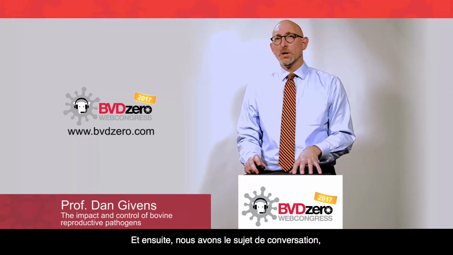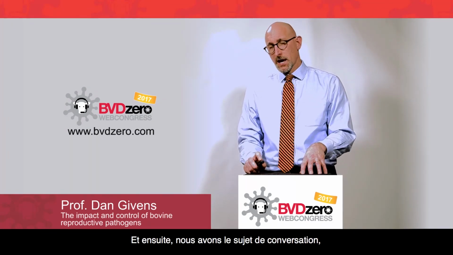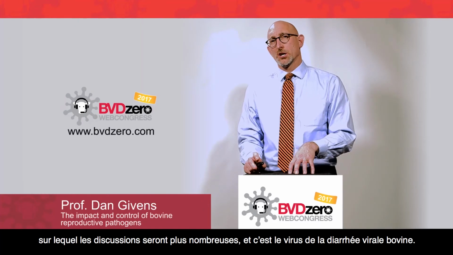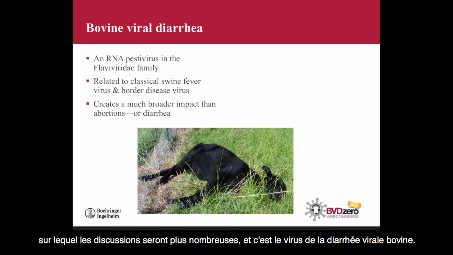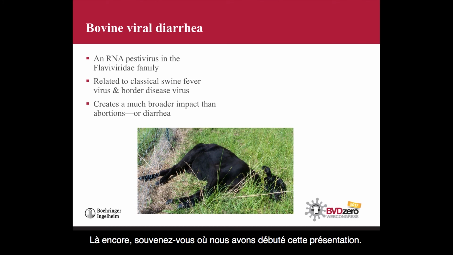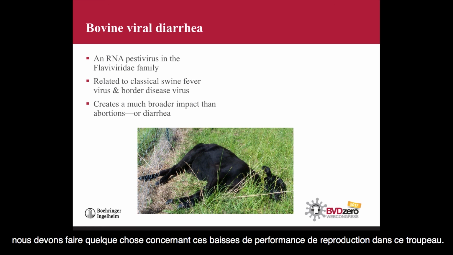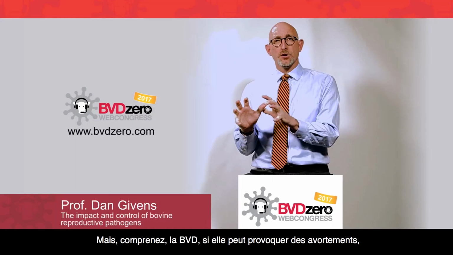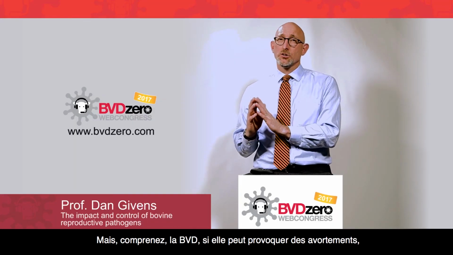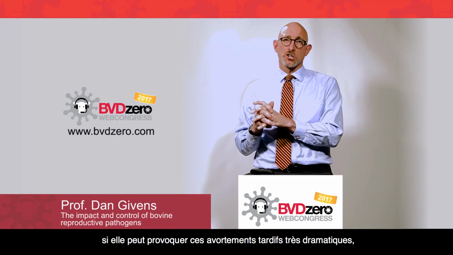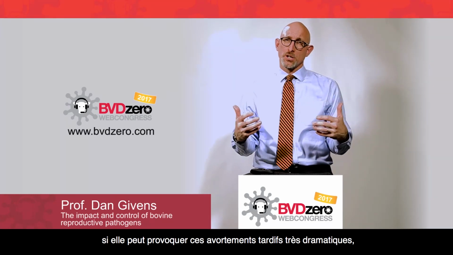We started with the discussion of the fact that a reproductive loss, an aborted bovine fetus, is often the most dramatic situation that a producer runs into, so that they can say, we need to do something about reproductive loss in this herd. But understand BVD, while it can cause these late-term, very dramatic abortions, causes much more significant infertility, much more significant reproductive loss early on, this early embryonic death, than we see late. BVD, a unique pathogen.